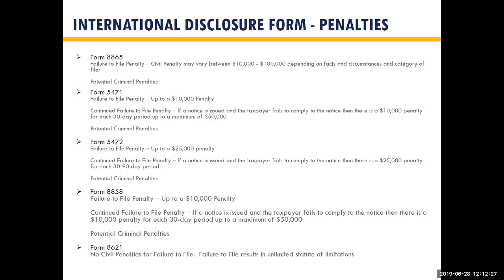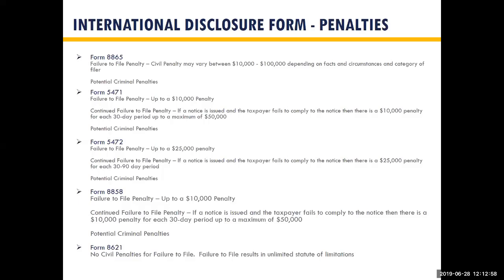Of all these, the ones I really see the most of that are coming through are the penalties around the 5471s and 5472s. I see a lot of these in our practice, and maybe it's just because it seems like there's more foreign corporations than there are foreign partnerships, but I see a lot of the delinquent penalties for 5471s and 5472s. There's also the 8858 penalty, which we sometimes see.